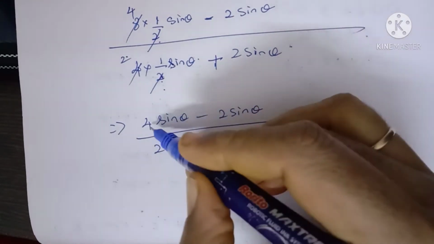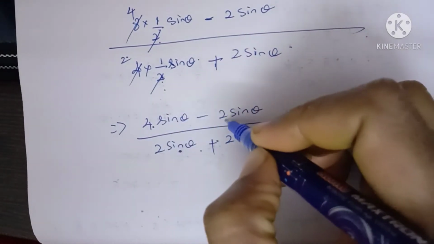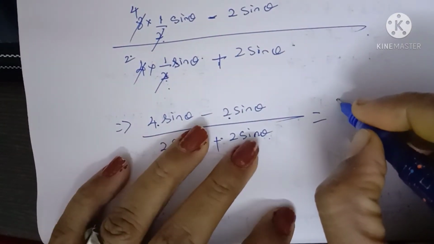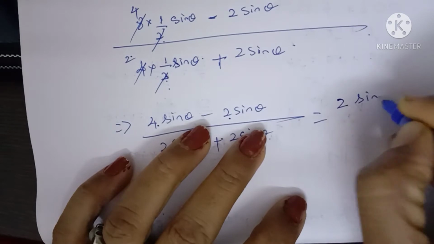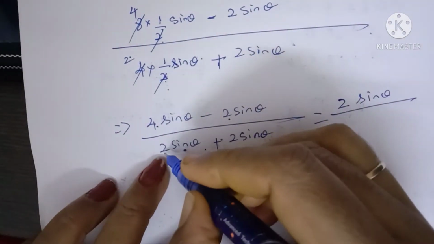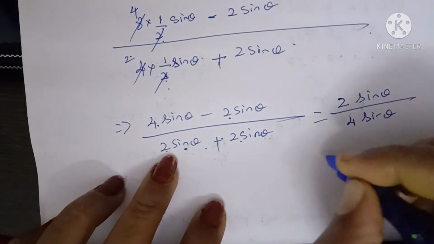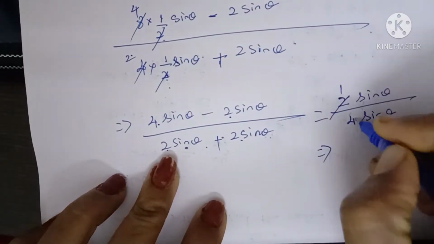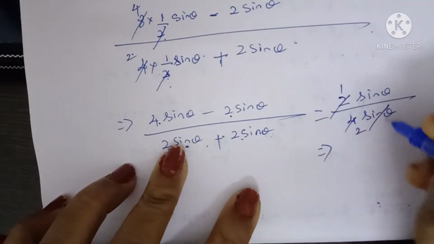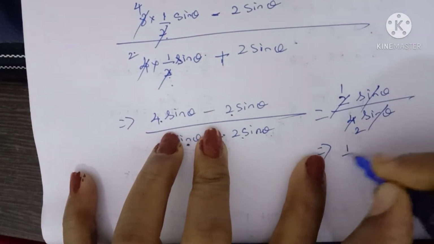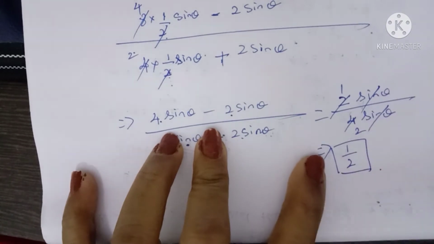Here if you see, the 4 sin theta minus 2 sin theta is, if you subtract it, 4 minus 2 is 2, 2 sin theta by, here 2 plus 2 is 4, 4 sin theta. So, if you cancel this one time, 2 times, and sin theta, sin theta. So, 1/2 is your answer.